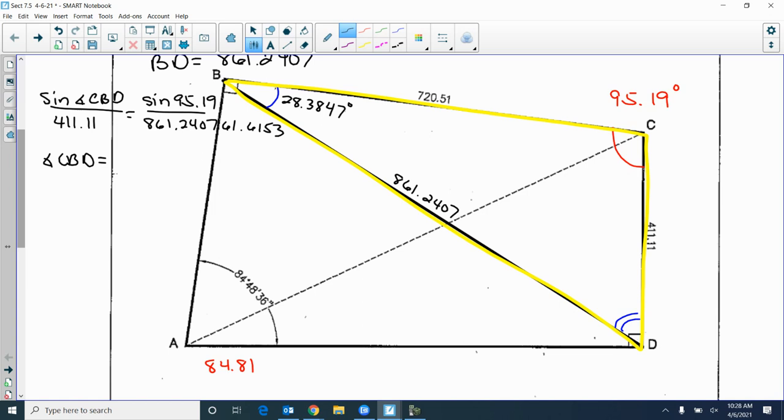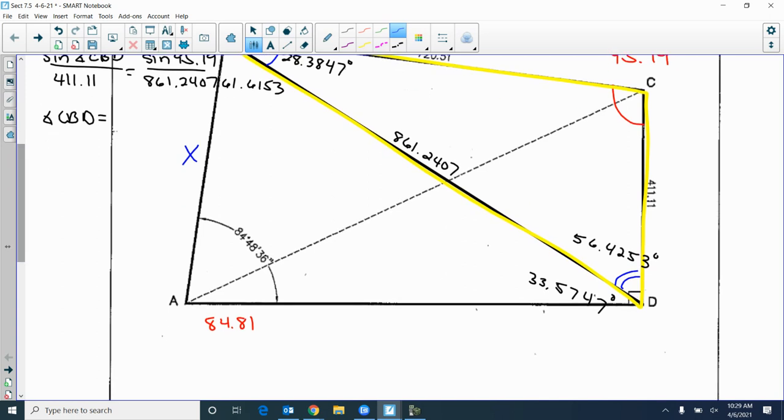What do I got? 56.4253. Is that right here? 56.4253. And then this one here is going to be, I got 33.5747. Am I good there? Okay. For now. All right, now you got enough to finish it. You just got to pick one of the sides to find. And I'm just going to find, I'm going to call it x, AB. I'm going to find that one.